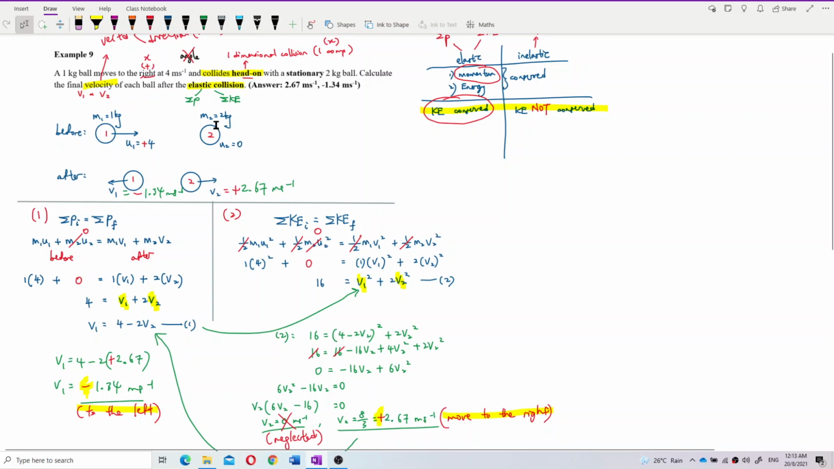So this question is very simple. Whenever you see elastic collision, you can use two formulas to find the two unknowns. You can use conservation of momentum, m1u1 plus m2u2, and you can also use conservation of kinetic energy for elastic collision, which is half m1u1 square plus half m2u2 square.